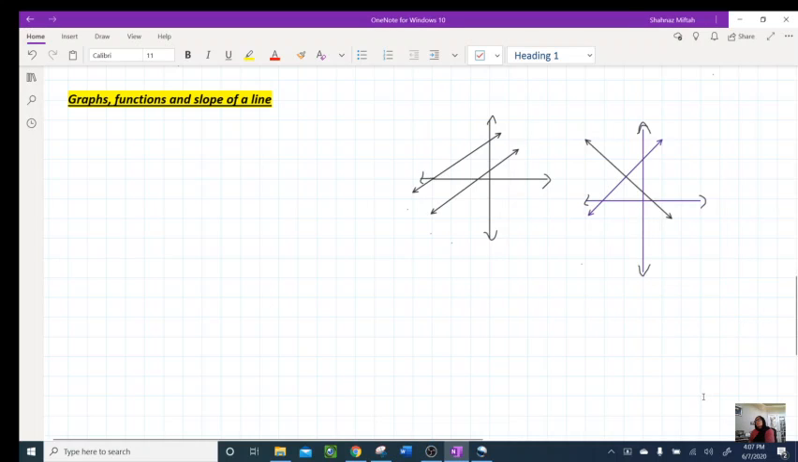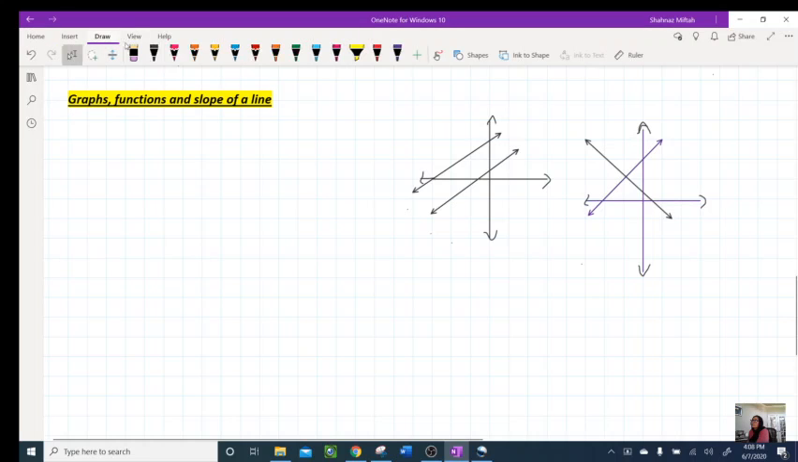Hello everybody, let's talk about graphs, functions, and slope of a line. Graphs, and like I said in another video, you guys can find it there. There are different ways to graph equations if it's a linear function. So for example, first of all, let's talk about graphs, how do we graph equations.